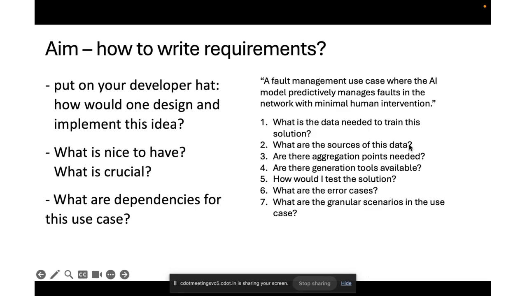please mute your lines. Thanks. Please mute your lines.